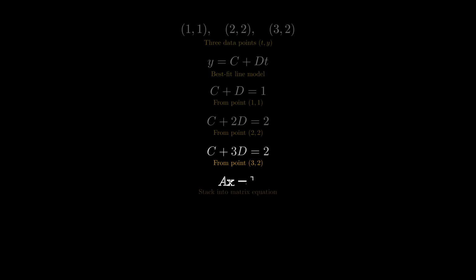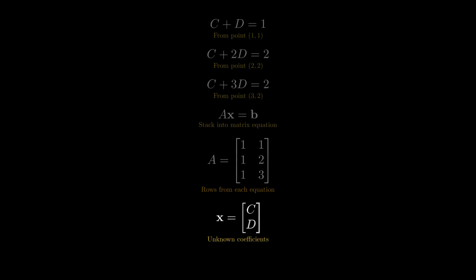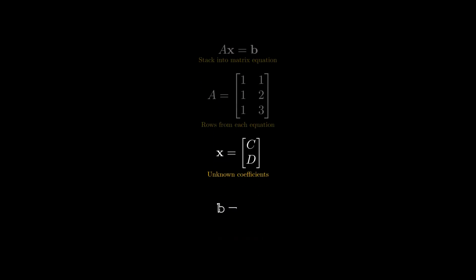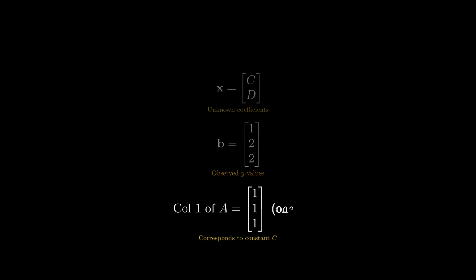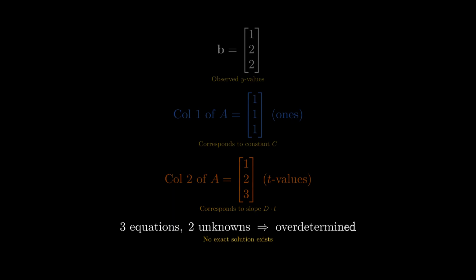Now let's stack these into a matrix equation. Ax equals b. The matrix A has rows 1, 1, then 1, 2, then 1, 3. The vector x is the column vector c, d, and the vector b is the column vector 1, 2, 2. Notice that A's first column is all 1s, and its second column holds the t values: 1, 2, 3. We have 3 equations, but only 2 unknowns, so this is an overdetermined system. No single pair c, d can satisfy all 3 equations exactly.